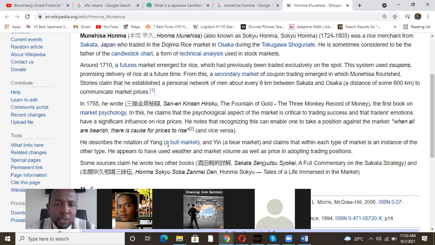He described the rotation of a yang bull market and a yin bear market, and claims that within each type of market is an instance of the other type. He appears to have used weather and market volume, as well as price, in adapting his trading positions. Anyway, I just wanted us to have a look at him.